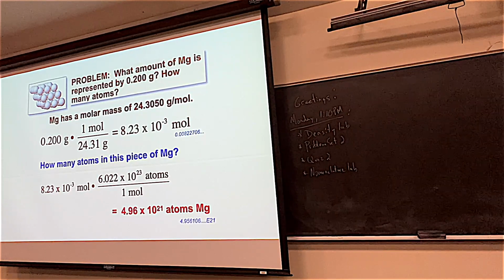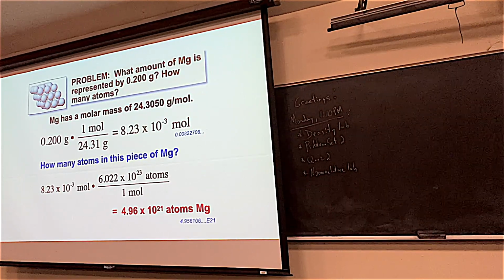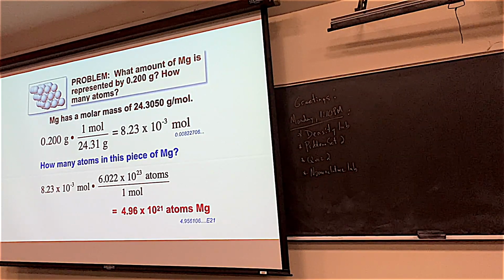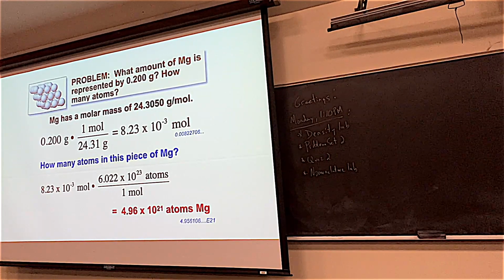So yeah, your little tiny piece of magnesium, incredible numbers. People have done calculations on how long it would take to count an Avogadro's number of things, and it would take lifetimes. But anyway, we don't need to worry about that. Just really large numbers. Nobody's counting the individual atoms because they're so small.